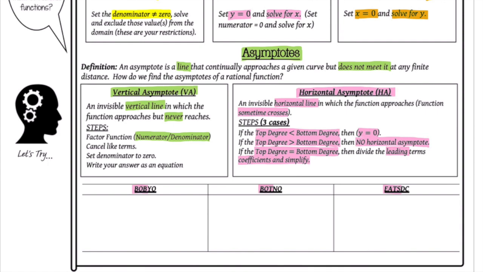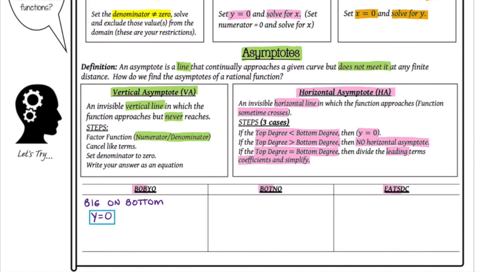BOB YO. BOB means big on bottom. If you have a big on bottom, we YO. YO means y equals 0. That's the equation of our horizontal asymptote.